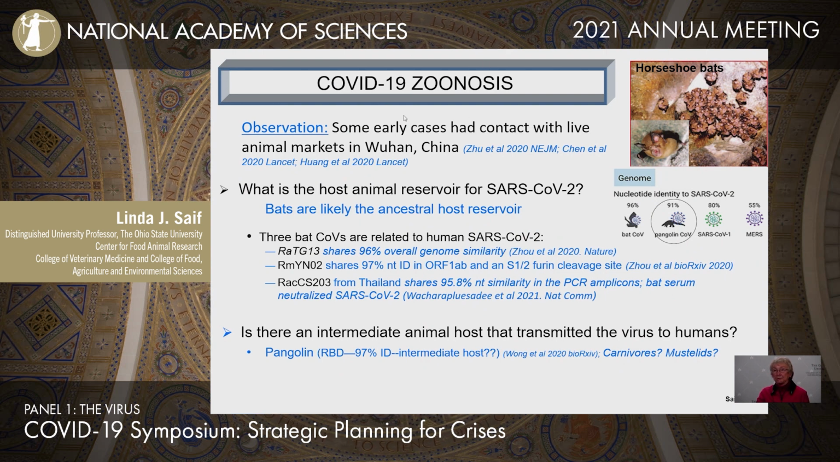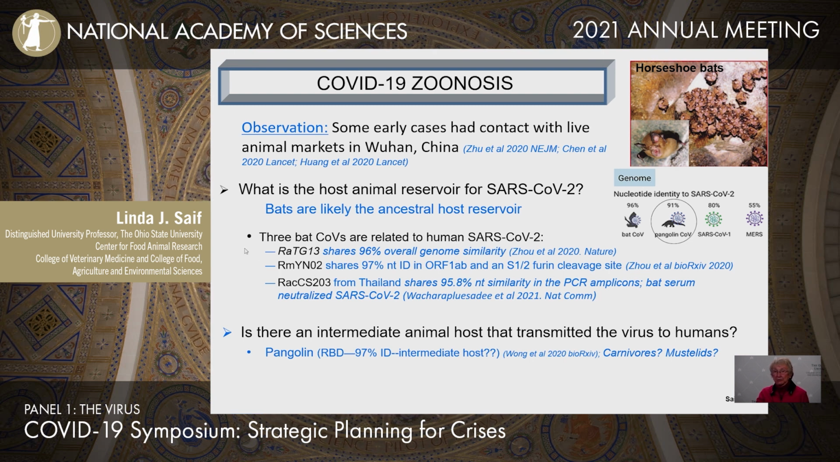So going on to possibility of COVID-19 zoonosis, some of the early cases had contact with live animals in the animal markets in Wuhan, China. And so what is the most likely host animal reservoir for SARS coronavirus 2? It's, again, these Rhinolophus horseshoe bats. And at least 3 bat coronaviruses have now been shown to be the most closely related to the human SARS-2.